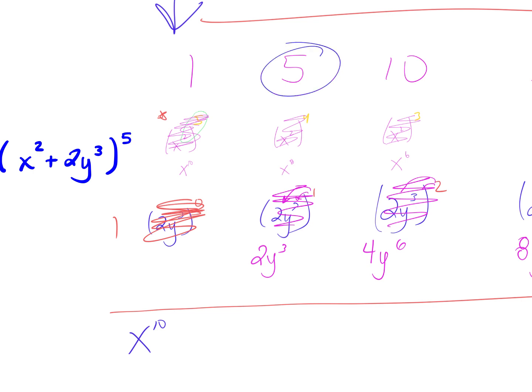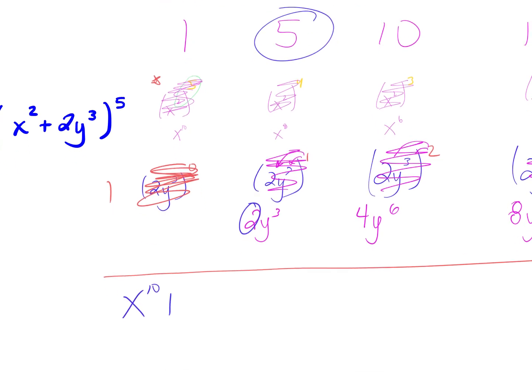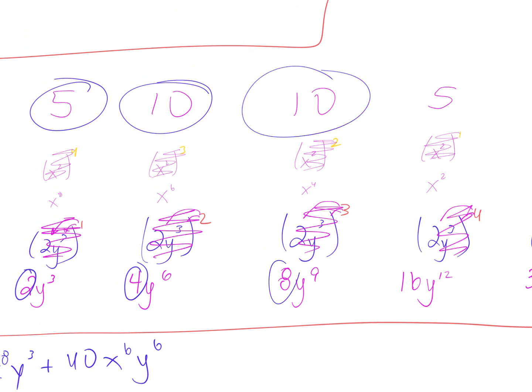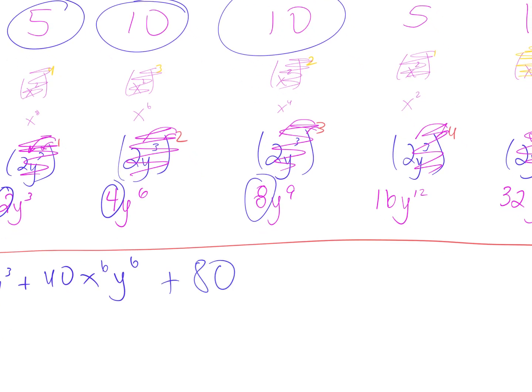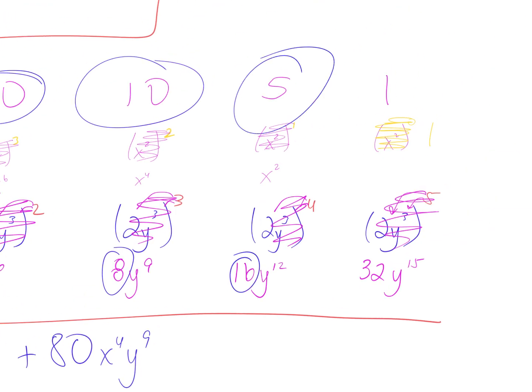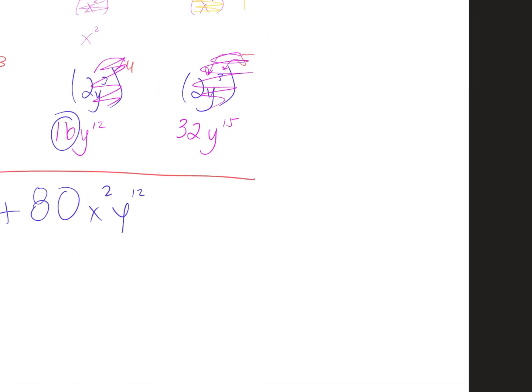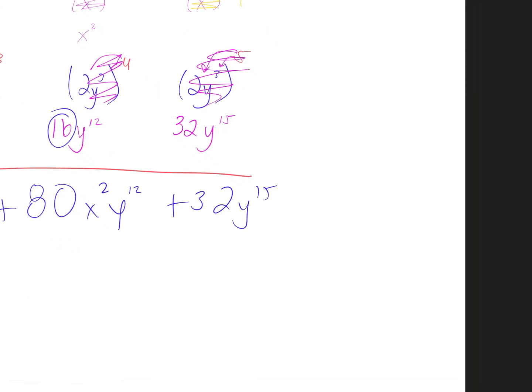Now I have 5 times 2, which is 10, and then stick your letters on: x to the 8th, y to the 3rd. Now I have 10 times 4, which is 40, x to the 6th, y to the 6th, okay? Then I have 10 times 8, which is 80, x to the 4th, y to the 9th, there you go. 5 times 16, 80, x squared, y to the 12th. Then I have 1 times 1 times 32y to the 15th.